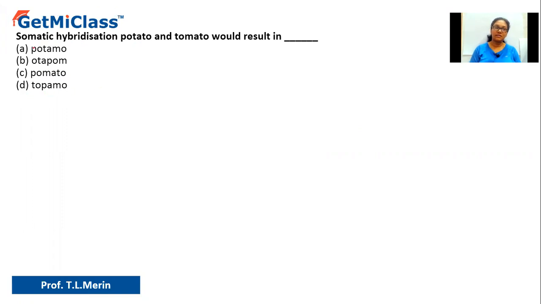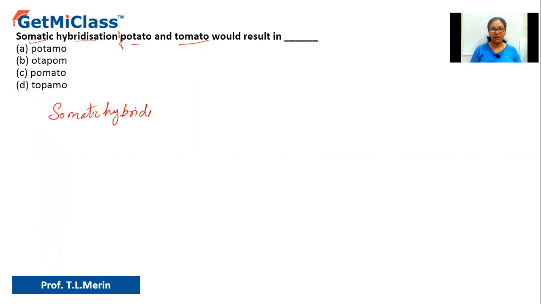Okay, so let us understand the question. It says somatic hybridization of potato and tomato would result in. So what will be the result if there is somatic hybridization of potato and tomato? Before we actually look into what will be the result, first let us understand what we mean by somatic hybridization.